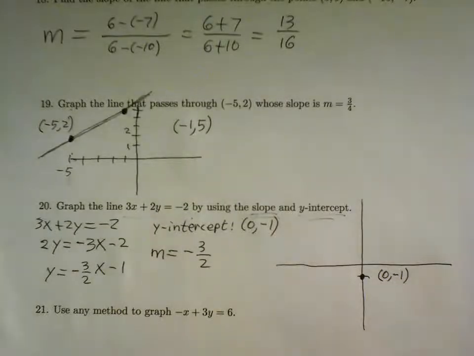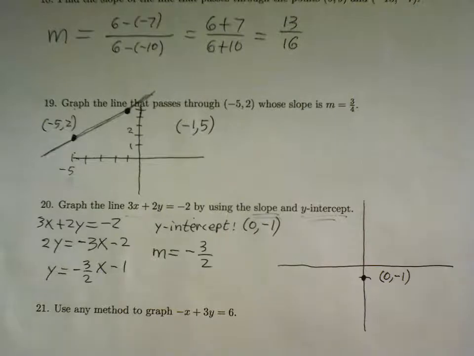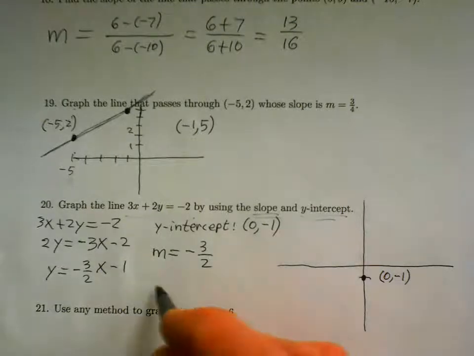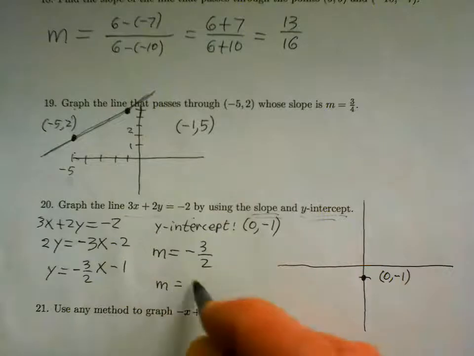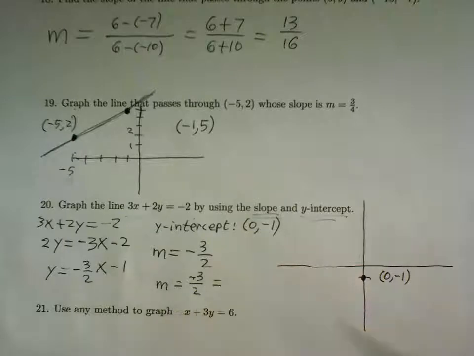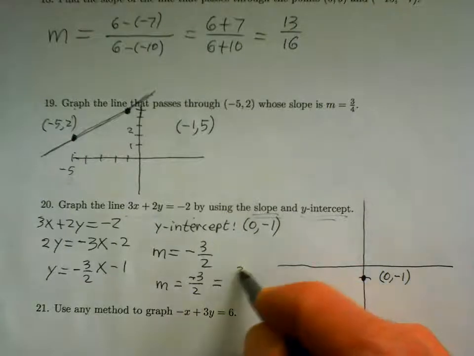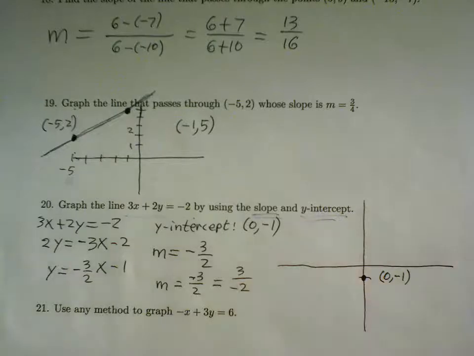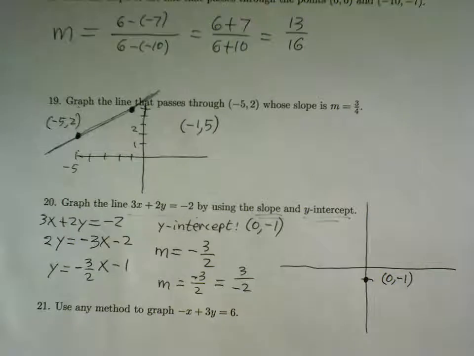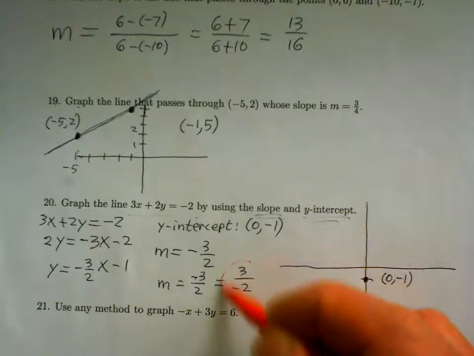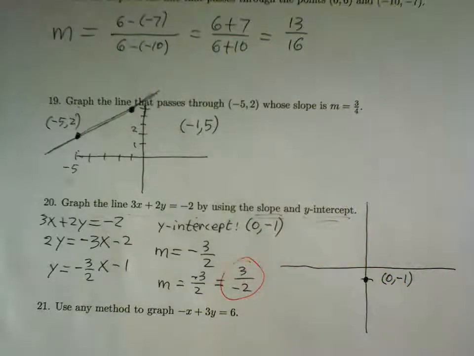Okay, then we can use the slope in one of two ways, depending on your preference. You can think of the slope as negative 3 over positive 2, or positive 3 over negative 2. So given the way I started graphing this, I'm going to use positive 3 over negative 2 to find another point.